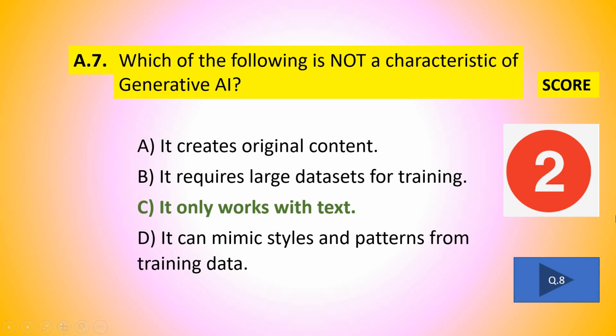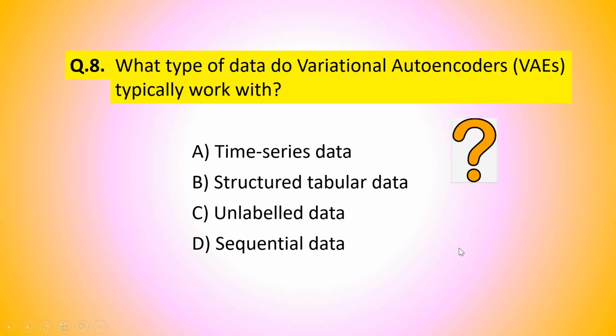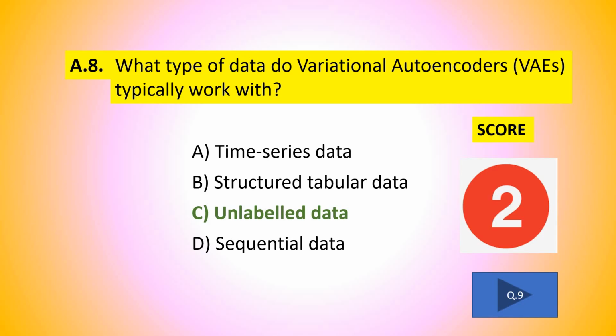Next question number 8 is what type of data do variational autoencoders typically work with? These are called VAEs. The options are time series data, structured tabular data, unlabeled data, or sequential data. Answer is unlabeled data. Now let's move to question number 9.